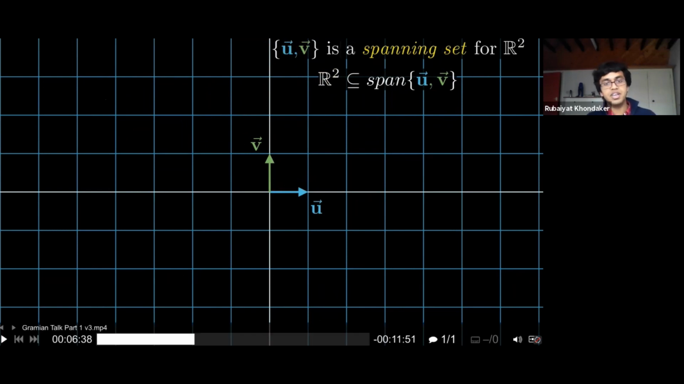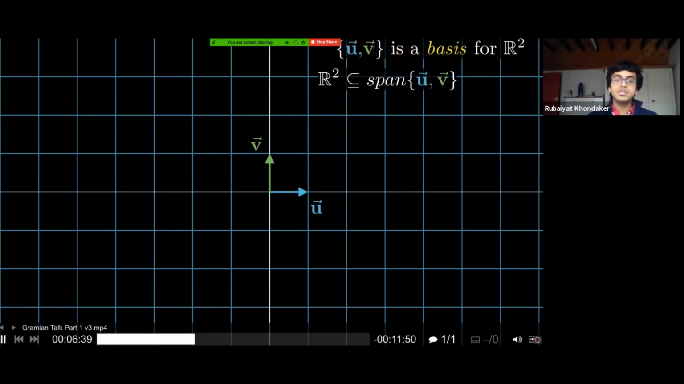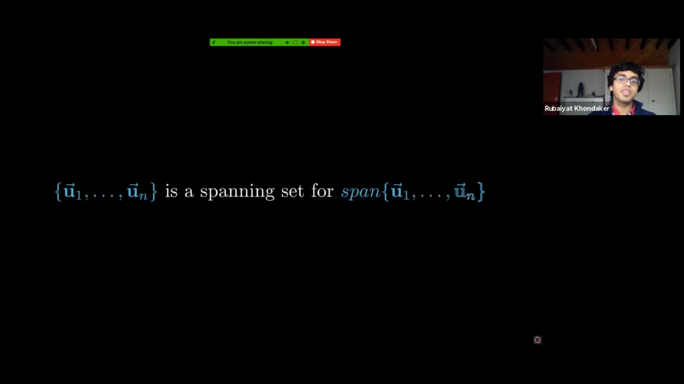And as you see here, u is actually i hat and v is j hat. This actually forms a basis for the plane. So the general idea is, okay, u1 up to un works as a spanning set for the span of u1 up to un. It's just true by definition. Then, if it's linearly independent, we've got a basis for their span. By definition, it's a basis if it's linearly independent and it's a spanning set.